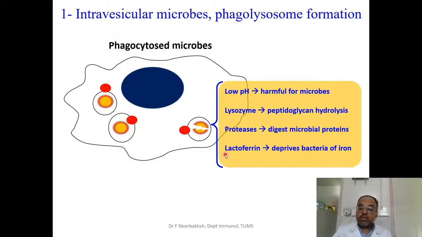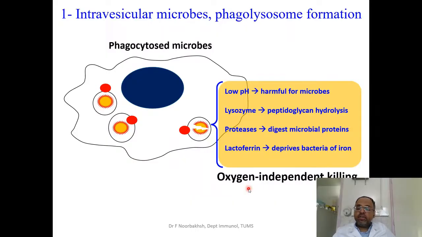They have proteases, which digest microbial proteins, and some other molecules. And this is a very efficient way of killing microbes. It's a first line defense, and it's an innate type of defense. You know, innate and adaptive, this is an innate type of defense. And we also have another name for it, oxygen independent killing. It implies that we have killing mechanisms which require oxygen, but not here. So oxygen independent killing. So this is the first step of defense against pathogens by phagolysosome formation.